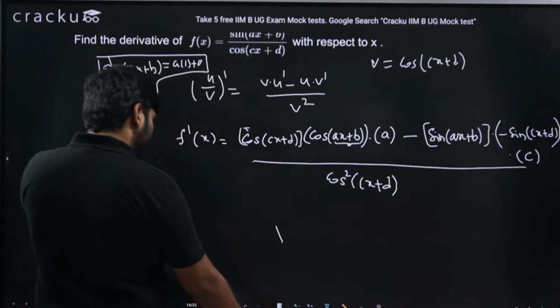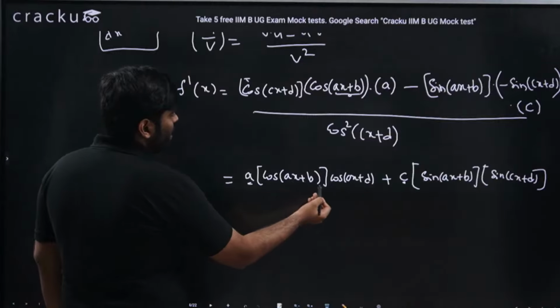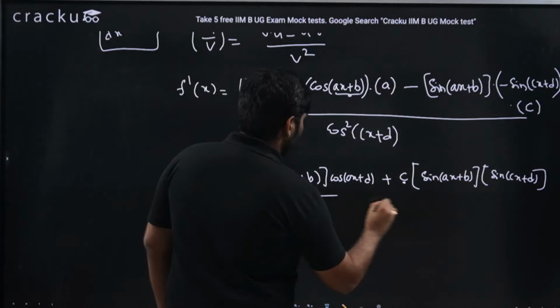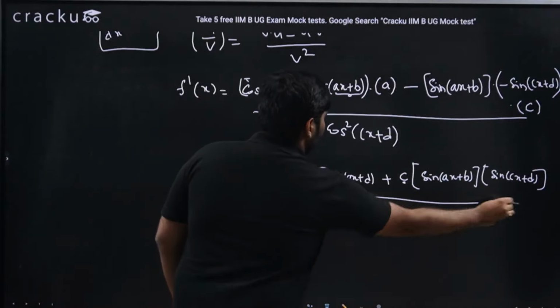Sine of cx plus d. Minus into minus plus. Here we have a as a multiplying constant, and here we have c as a multiplying constant. But we get cos of ax plus b into cos of cx plus d, plus sine of ax plus b into sine of cx plus d, and this entire thing is divided by cos square of cx plus d.